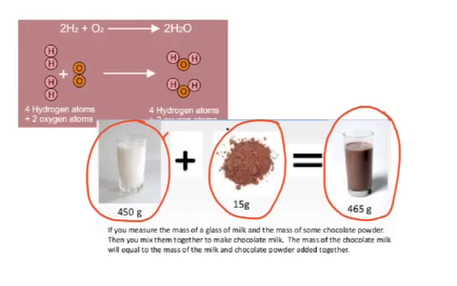So in this case, this would be our reactants and this would be our products. But the point is that nothing is created or destroyed. It's only changed. We've changed it from regular milk here to chocolate milk here. But nothing has been destroyed. It's all still there. It's just changed.